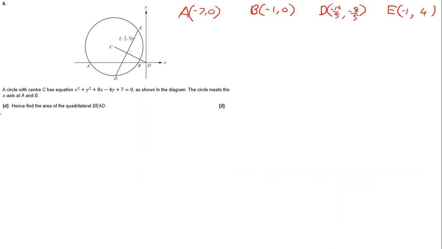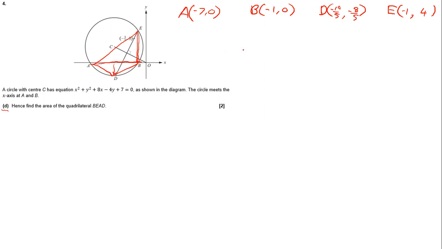So, last but not least, E. Okay, it's only 2 marks because there's not much to it. You'll notice I have all the points here. Find the area of the quadrilateral BEAD. So we just want to find this area here. If we split it here, you have a triangle and a triangle. It makes it really easy.